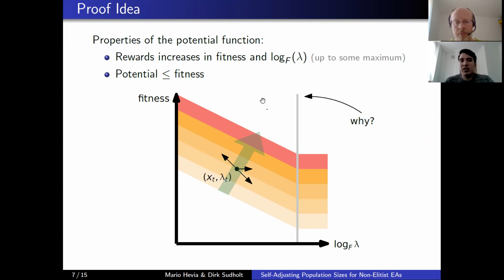And why do we need this maximum consideration for lambda? Well, we want the potential to give us information about the fitness, but right now we only know that the potential grows over time, but we don't know if it grows because of lambda growing or the fitness growing. And with this maximum in the consideration of lambda, we can be sure that the potential is always close to the fitness.